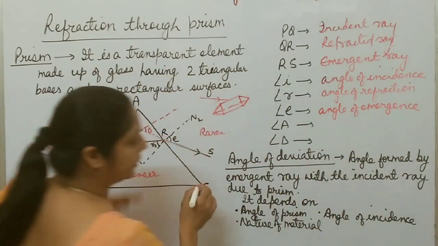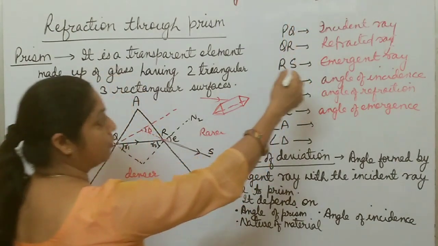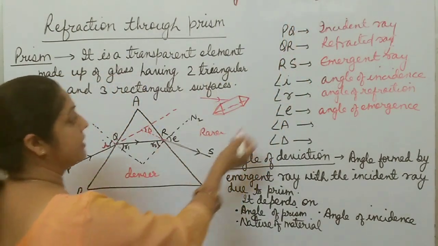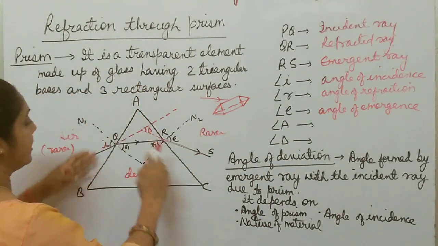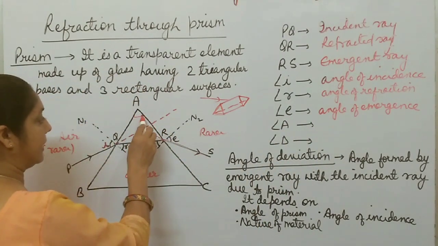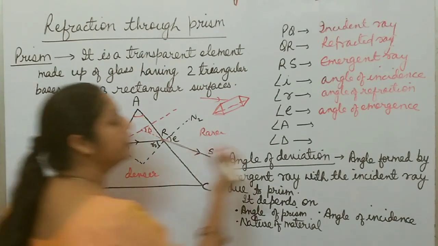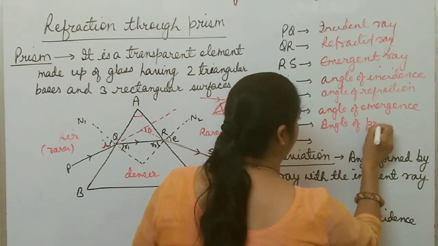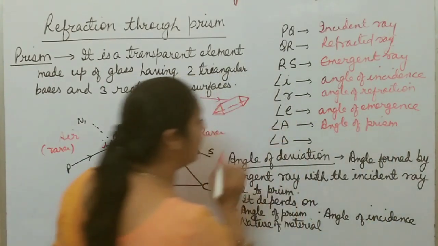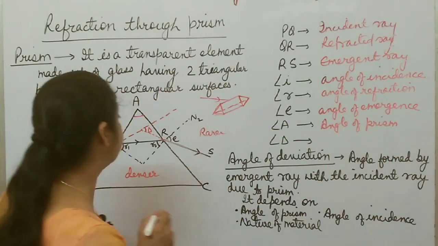So in this way you draw the diagram and write all these terms: PQ, QR, RS, angle I, angle R, angle E. Again, these two surfaces are inclined at some angle, and this one is called the angle of prism. Now there is one important angle, angle D. What is this angle D?